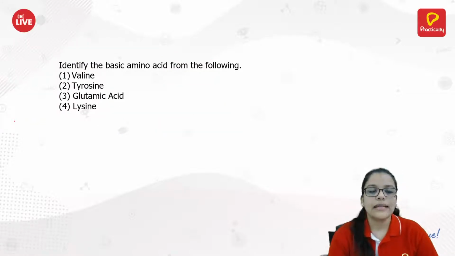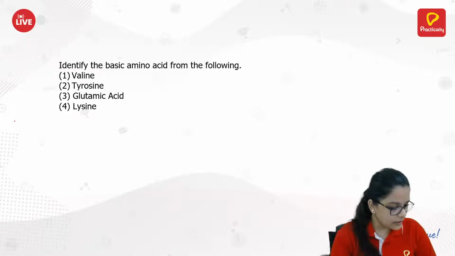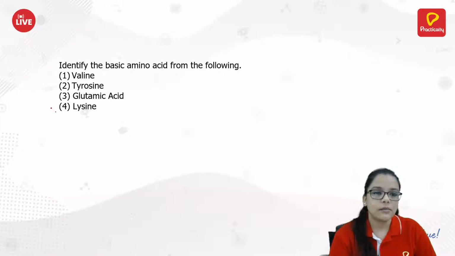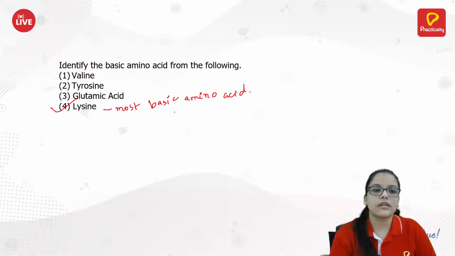Okay, next. Identify the most basic amino acid from the following: valine, tyrosine, glutamic acid, lysine. Okay, anyone? Can anyone answer? Okay, the answer is lysine. That is the most basic amino acid. You can find it in the chapter biomolecules. There you can see that lysine is the most basic amino acid which is found.